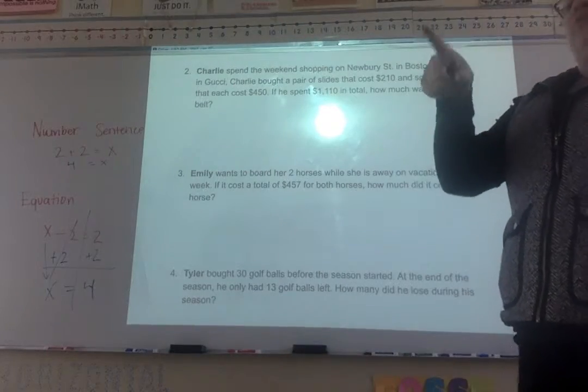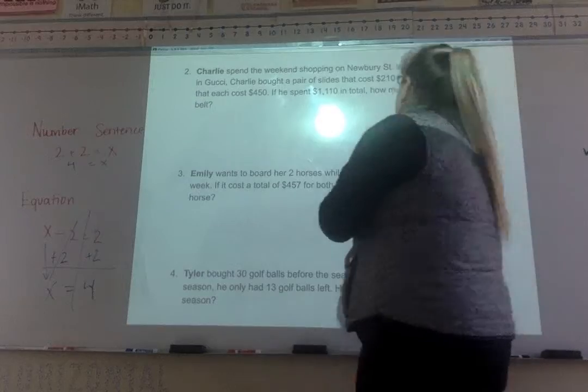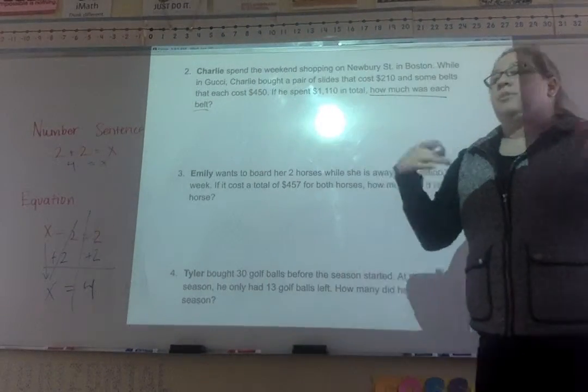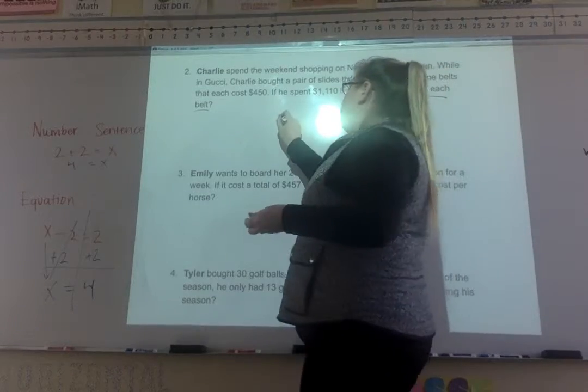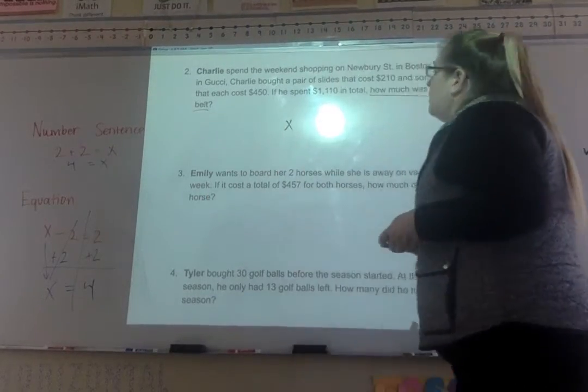But what is the question we need to answer? How many belts did he buy? Okay, thanks. How many belts he bought? So that's what our variable has to represent. You could use B for belts, or you could use X. I'm going to put X here.